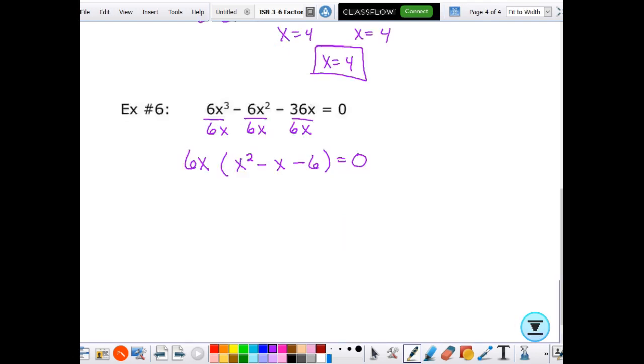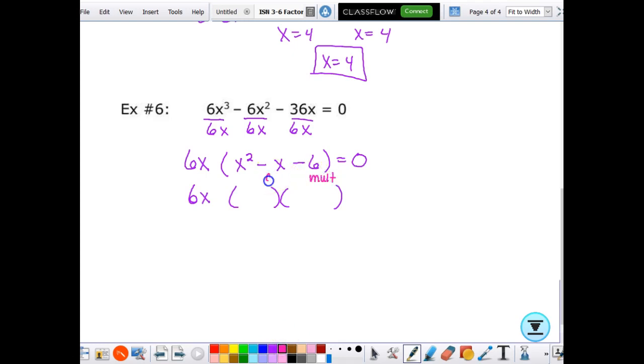Okay, what's a little bit different about this one is the 6x here. Most of our GCFs have just had a number and not a variable. So I need to show you that really quick here. Now again, this doesn't start with a number, so we don't have to do grouping.